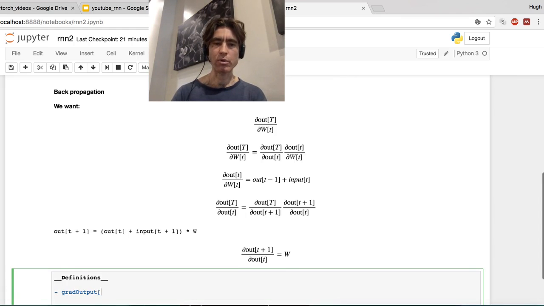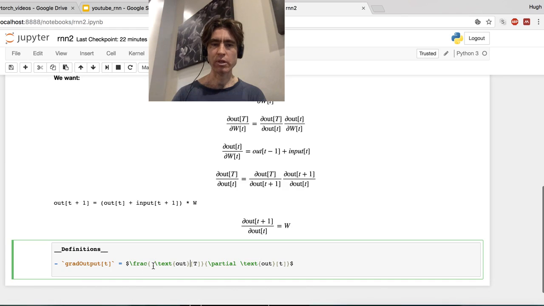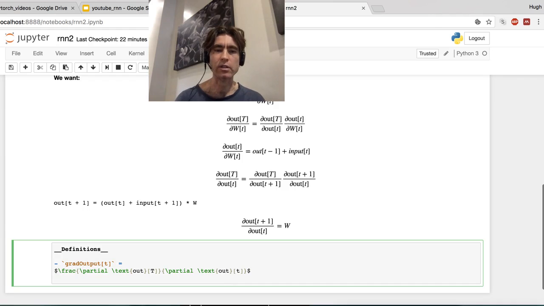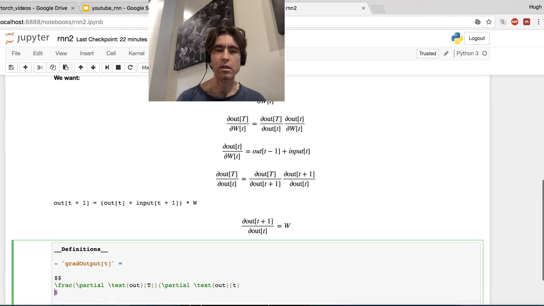So basically, grad output t equals the partial derivative of the output of the entire network with respect to the output from time step t. Fix the next t bit. Missing a partial. All right, grad output t is the partial derivative of the output from the entire network. There's too small in there. Let's break that onto the next line. Frac partial text out t, partial text out t.